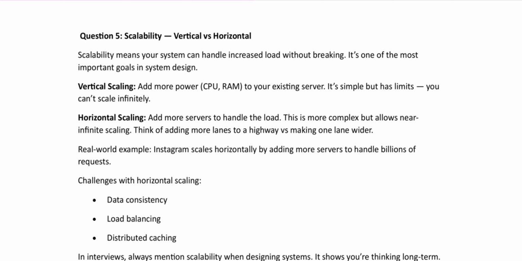Moving ahead to the next question. What is scalability? What are vertical scaling and horizontal scaling in system design? Scalability means your system can handle increased load without breaking. It is one of the most important goals in system design.